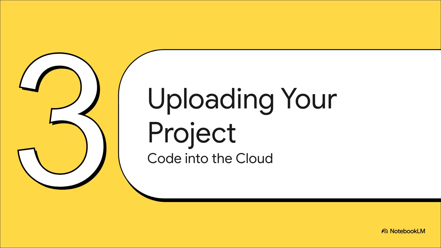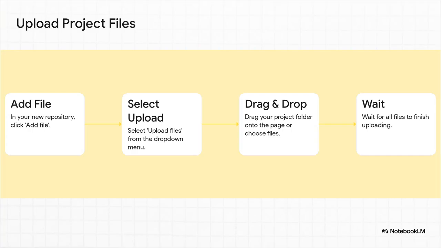Awesome. We've got our shiny, new, empty repository. Now for the fun part. Let's get your actual code uploaded into it. Right inside that new repository, you'll see an option that says Add File. Go ahead and click that, and then from the little drop-down menu, pick Upload Files. This is seriously the easiest way to start.